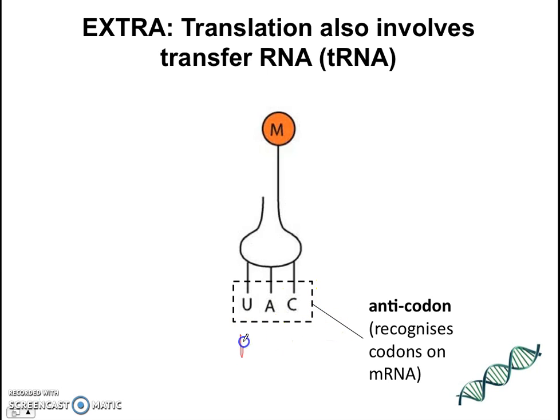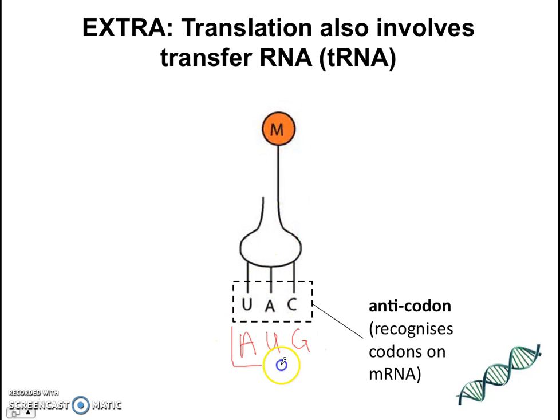So imagine the mRNA has an AUG. This anticodon UAC will recognize AUG, right? So U recognizes A, A recognizes U, C recognizes G. So this tRNA's function is to recognize this codon, and when it sees this codon, it is to bring the correct amino acid to the ribosome.